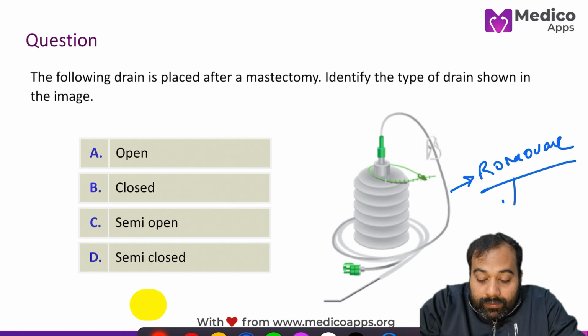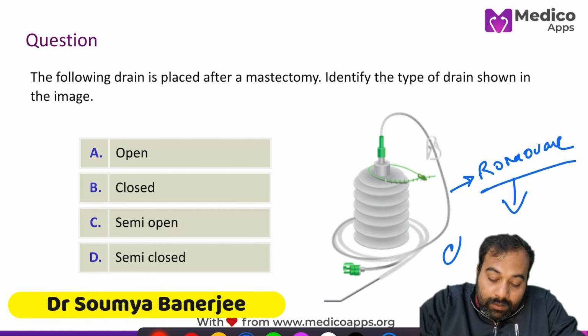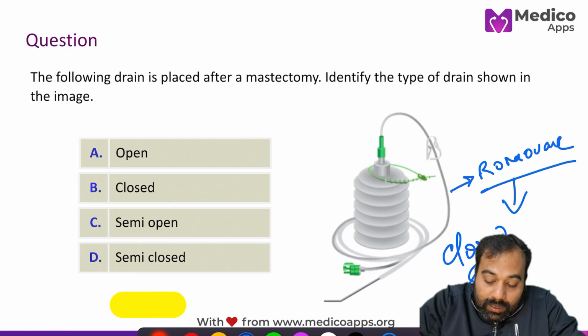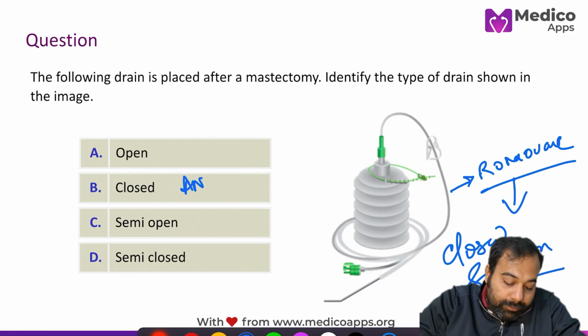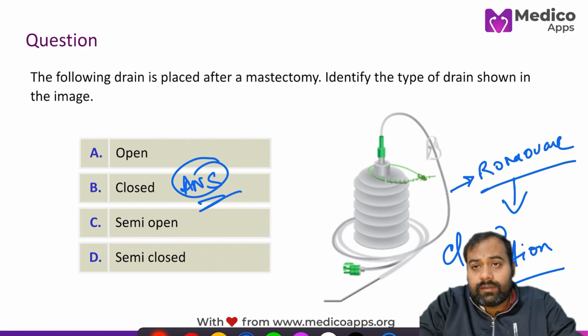From this question, we can easily answer that it is a Romovac. It is a Romovac, and this Romovac is a closed suction type of drain. That means your option B is going to be the answer, right?